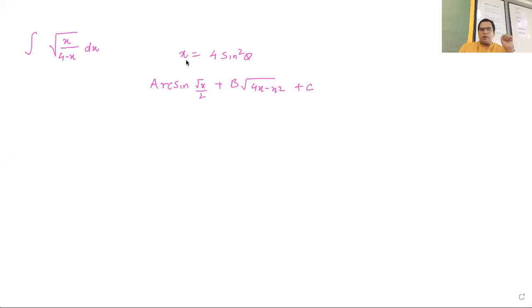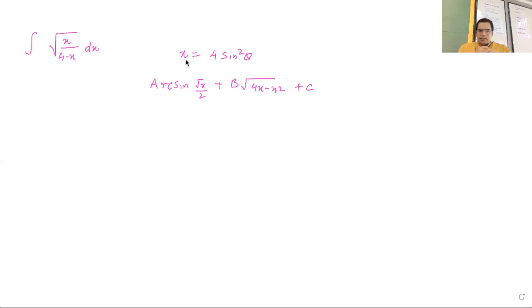So this specific question is about the substitution that we have been given. The substitution is: in place of x, you have to take 4 sine square theta, and you have to show that the given indefinite integral reduces to arc sine root x upon 2 plus b times b root 4x minus x squared plus c.